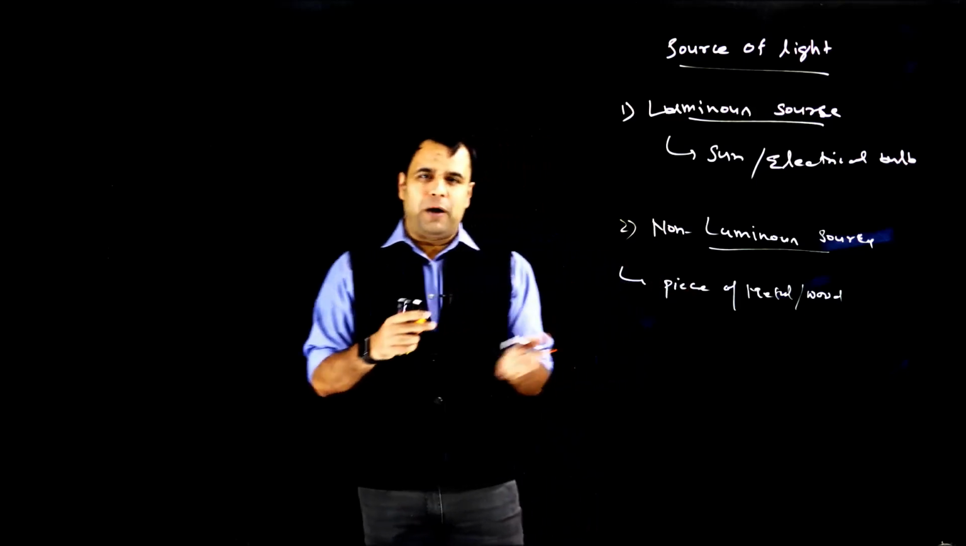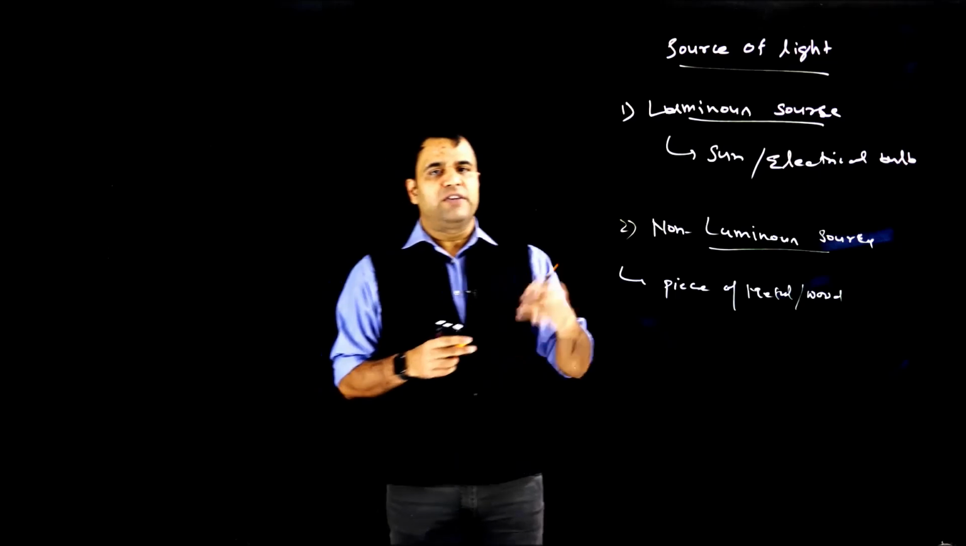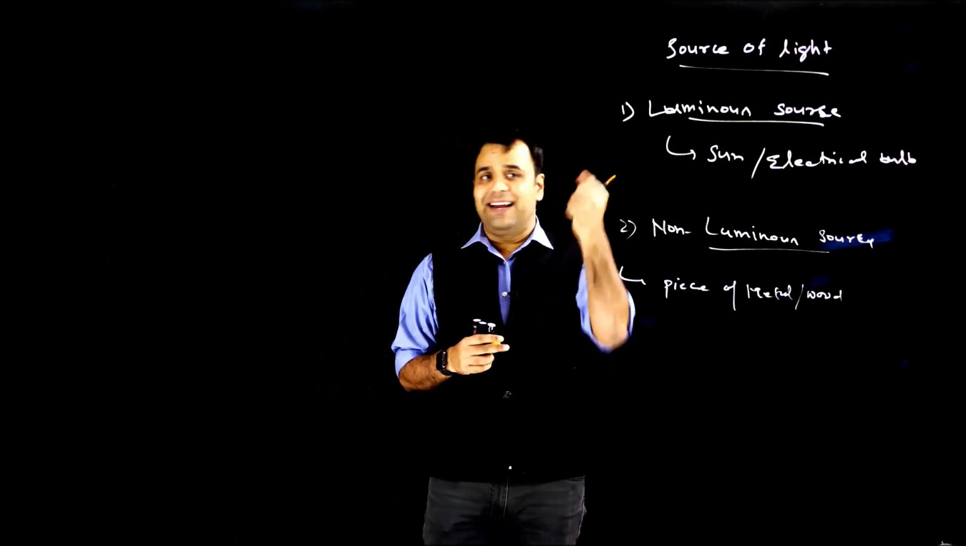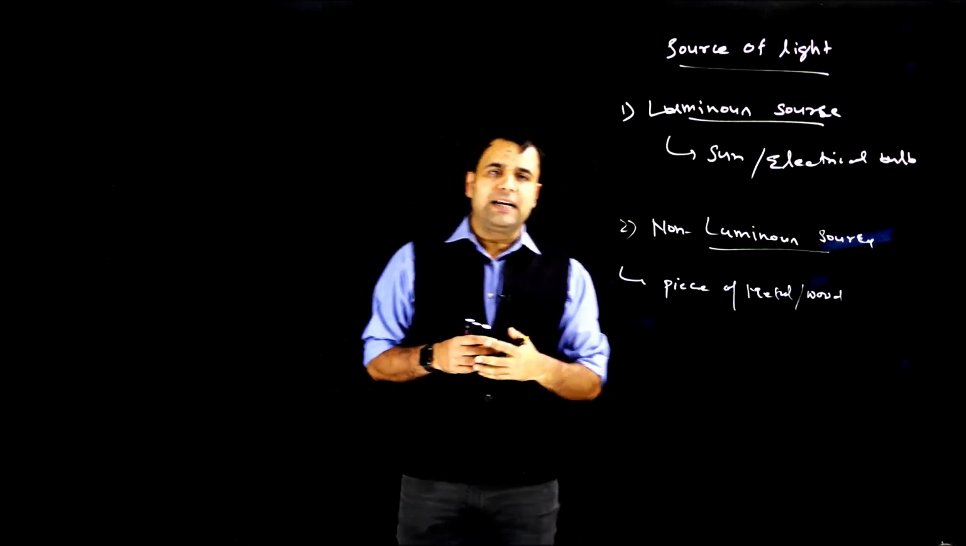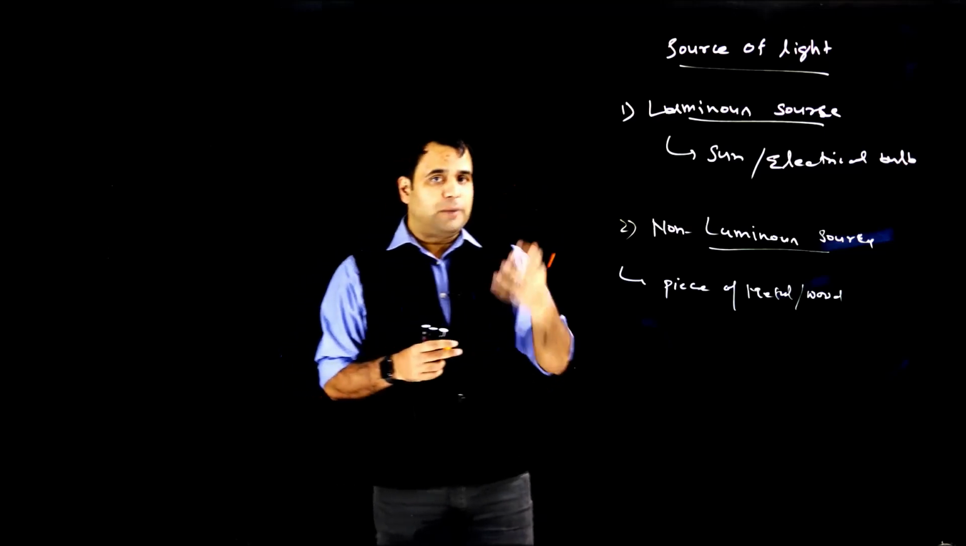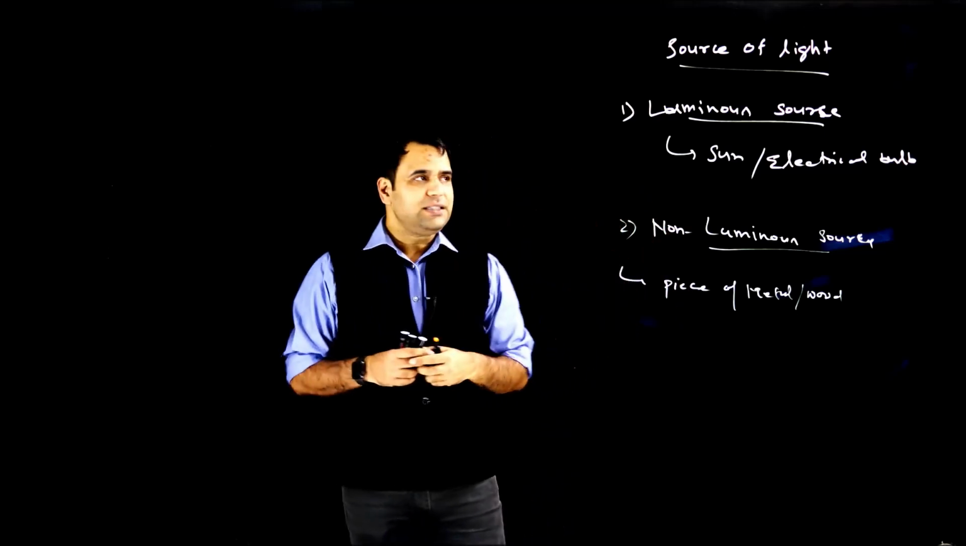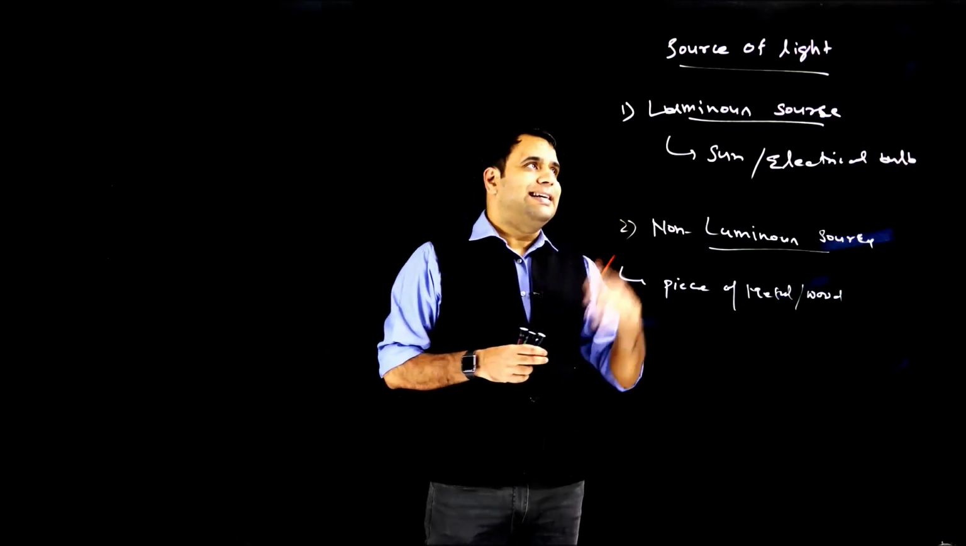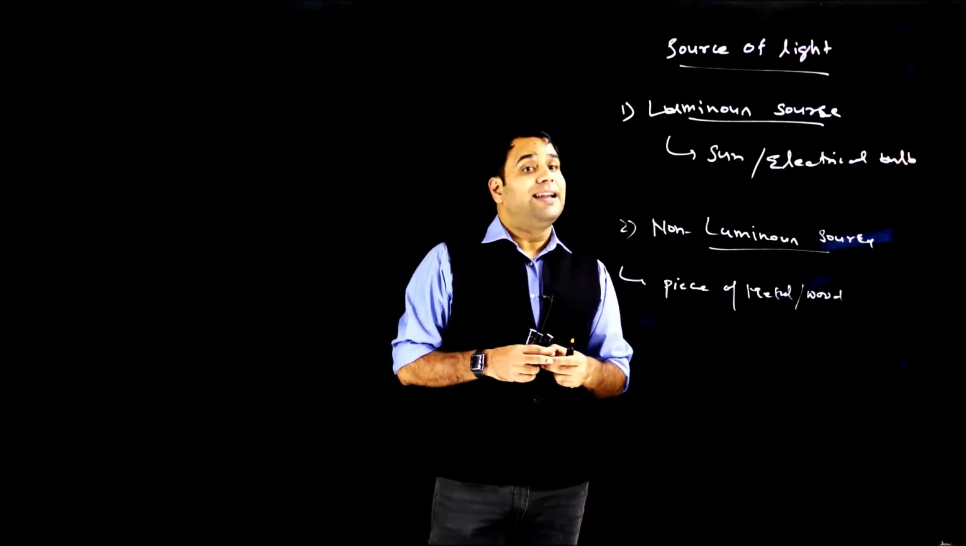So there are two types of objects you will be seeing. One type of object has its own source of light and generates the light. The second type of object, you will be able to see when the light falls upon it. That's how we define the types of source based upon the generation of light.